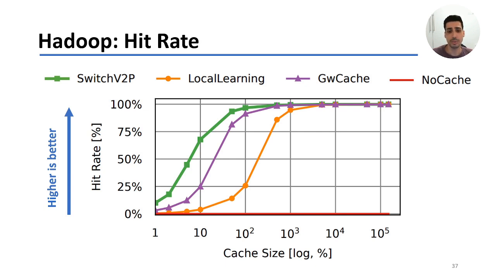This graph shows that Switch V2P performs better than the other baselines. It can reduce the load on the gateways even with a single cache entry, and with a 10% cache size, it achieves a hit rate of about 70%.